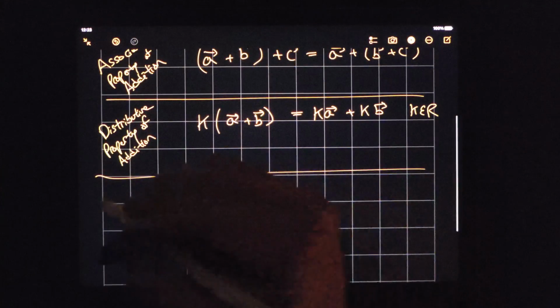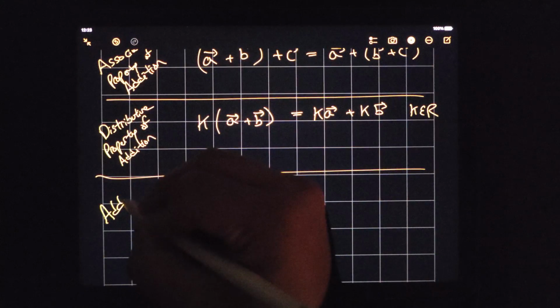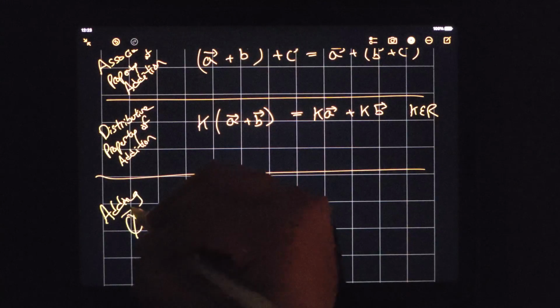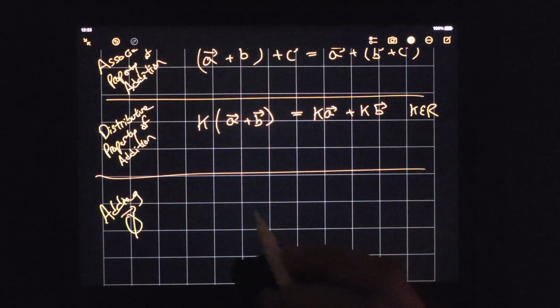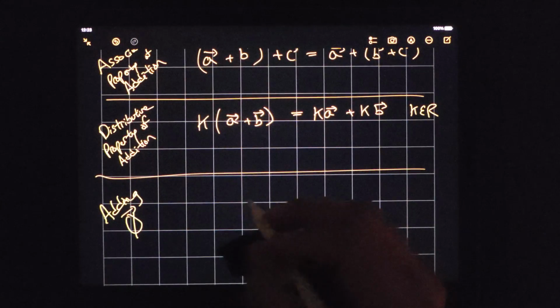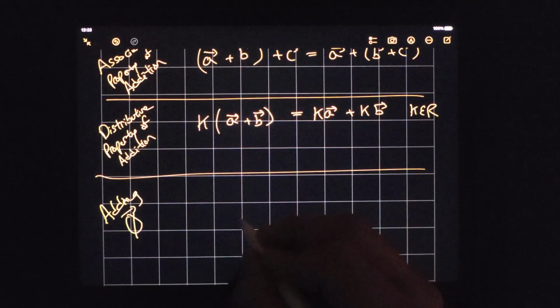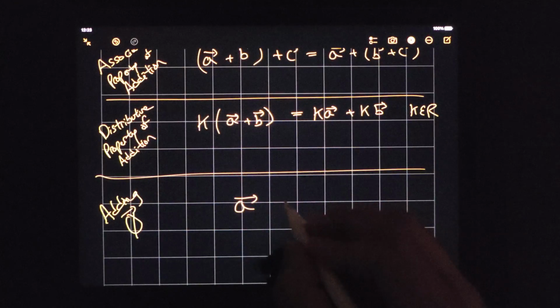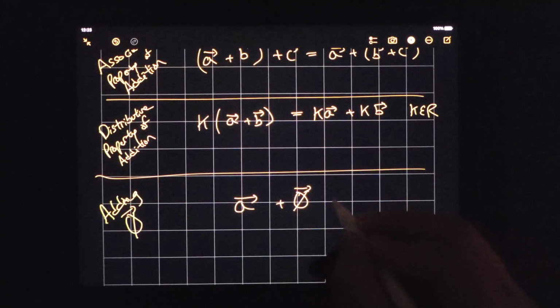What else do we have? We have adding a zero vector, which is pretty straightforward. If you add a to a vector of 0, that is still a.